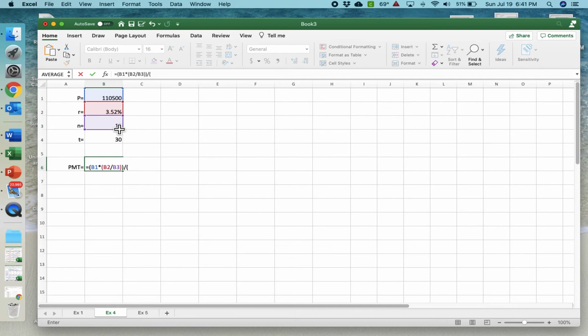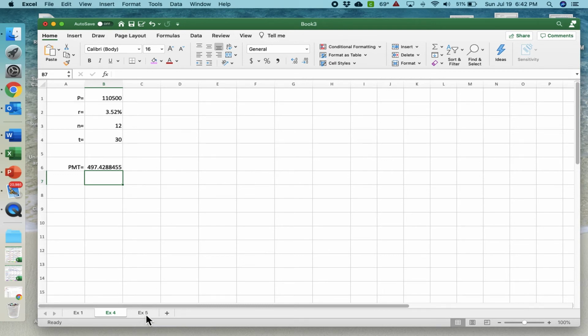needs to be in parentheses. So 1 minus, then the 1 plus R over N needs to be in parentheses. Then close the 1 plus R over N and raise that to negative N times T in parentheses. And close the bottom. And there we have the monthly payment.